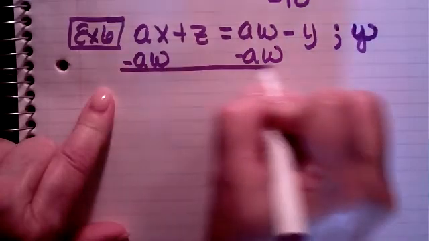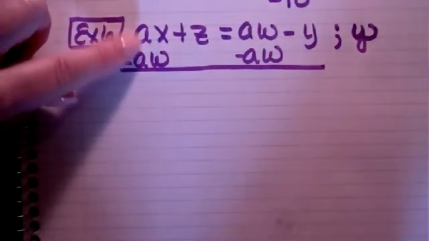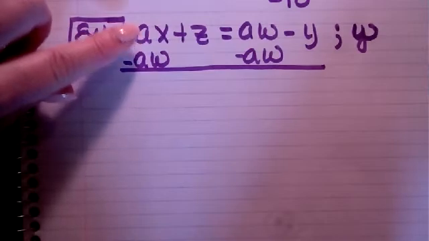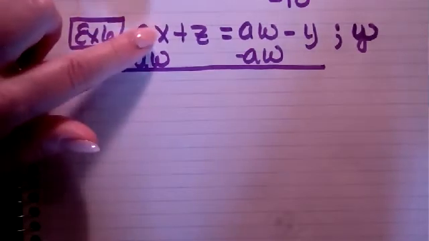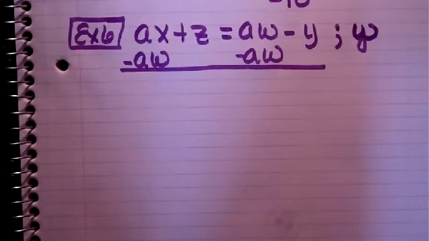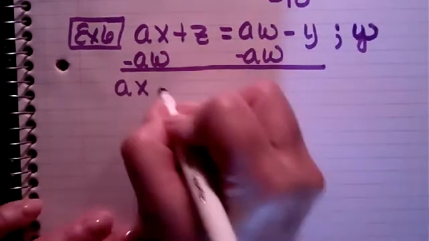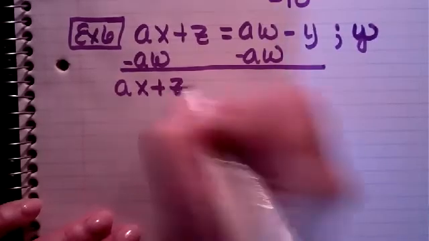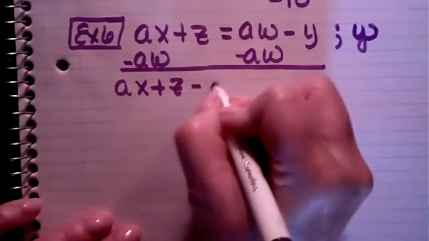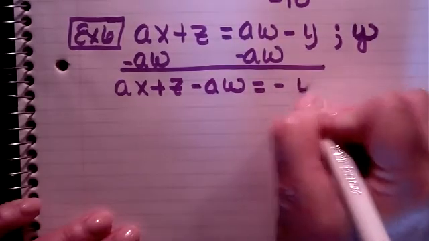Now I want you to look right here. These are not like terms. Do not try to put those together. They are not like terms. Yeah, they both have an A, but this one has an X, this one has a W, and the other one they don't match. Okay, so they are not like terms. So what I'm going to write down right here is AX plus Z minus AW equal to negative Y.